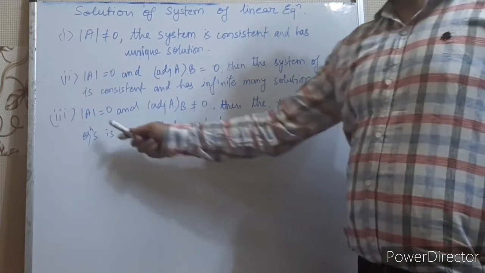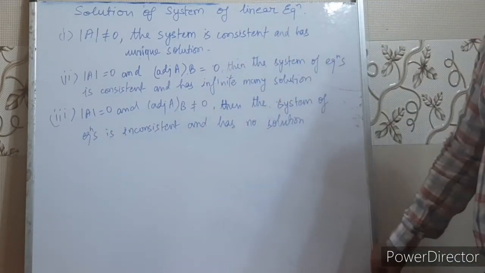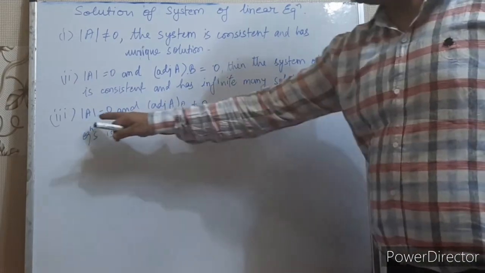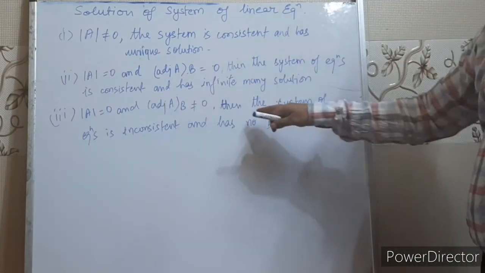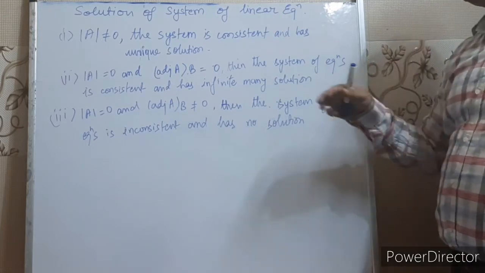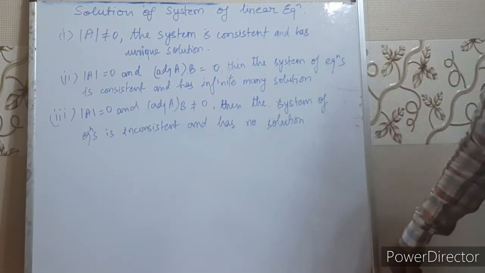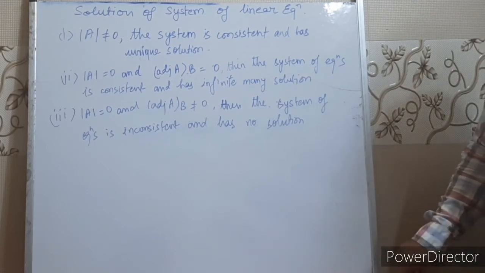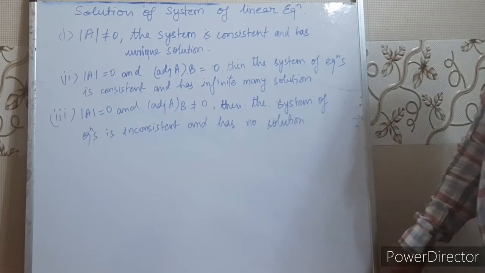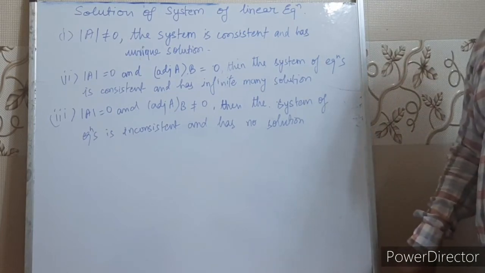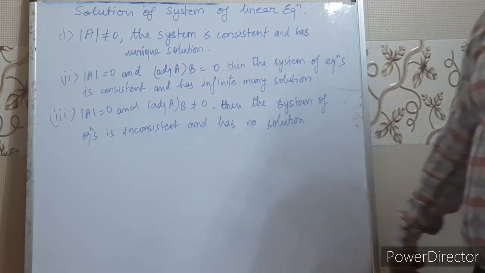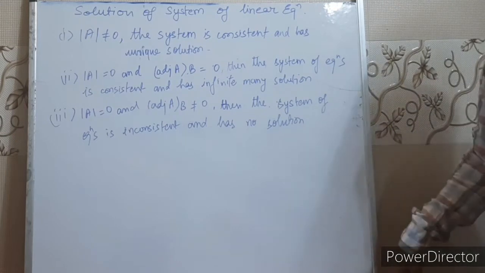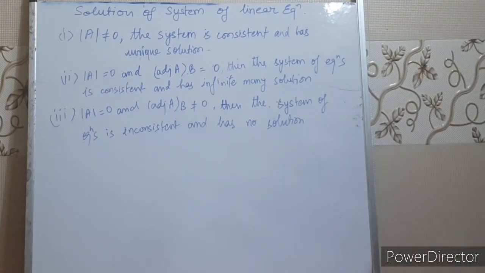Third point, determinant of A equals 0 and adjoint A into B matrix is not equal to a null matrix. When this condition comes, we can say that the system of equations is inconsistent and has no solution. No solution comes when the lines are parallel. When the lines are parallel, they will never intersect. So by using the matrix method, if determinant of A is 0 and adjoint A into B is not equal to a null matrix, then the system is inconsistent and has no solution. Please note down.